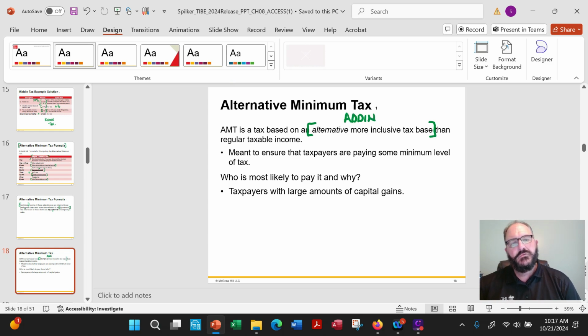They're adding back deductions, basically. They're adding them back. And why? It's meant to ensure that taxpayers are paying some minimum level of tax. By the way, who is likely to pay it and what makes them? I mentioned this before: large amounts of capital gains. Remember, the capital gains rate for these folks is probably going to be 15 to 20%.